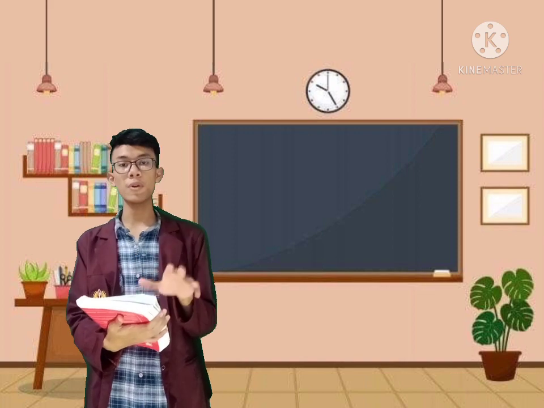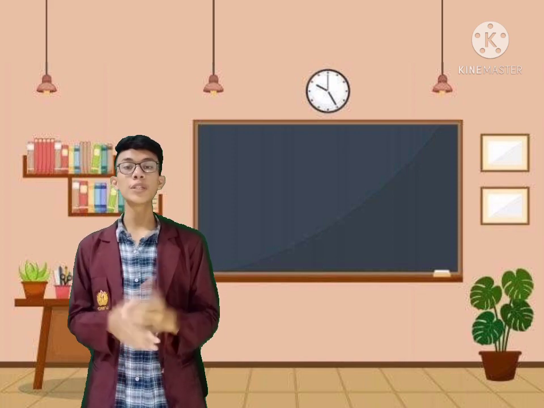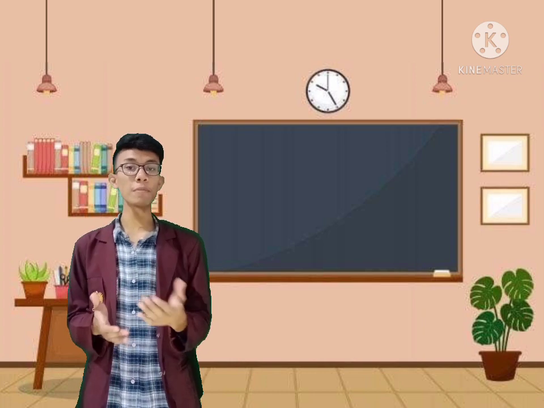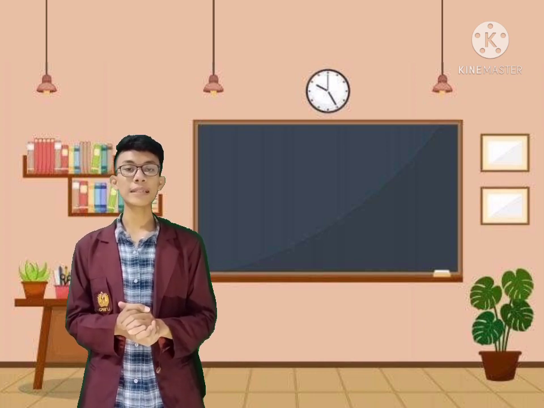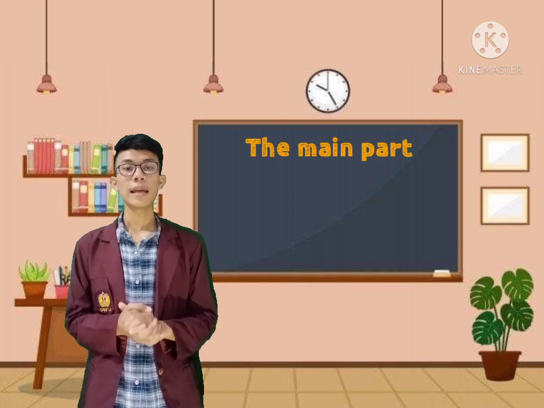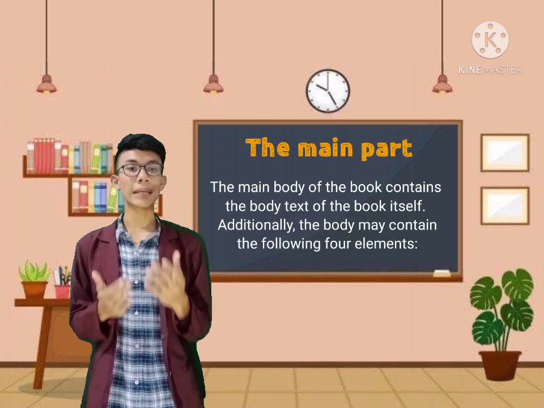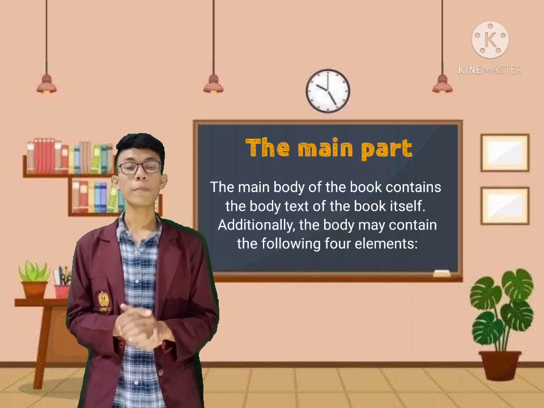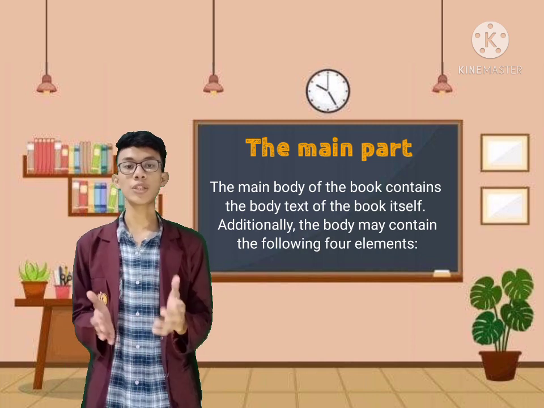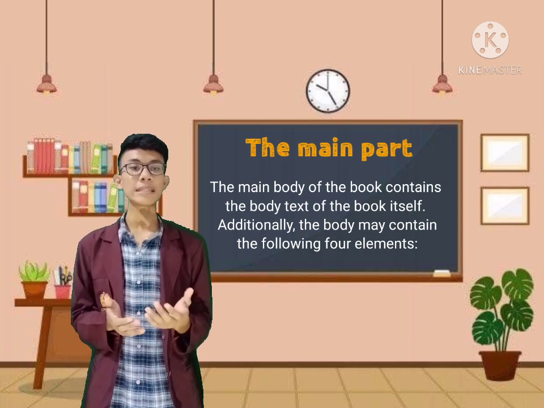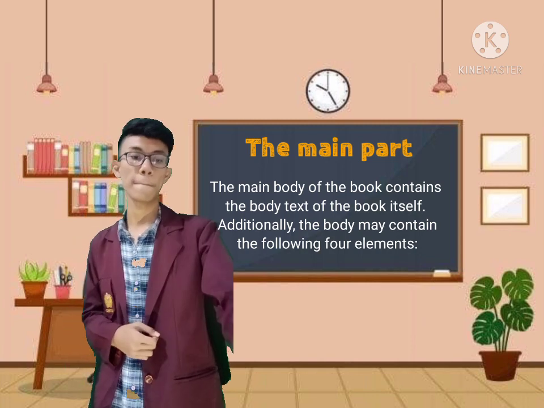That's all the information that you can find in the front matter of the book. Alright, after we know the components of the front matter of a book, now we can discuss the main body of the book. The main body of the book contains the body text of the book itself. Additionally, the body might contain the following 4 elements.